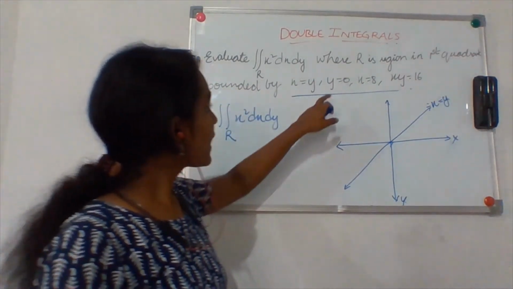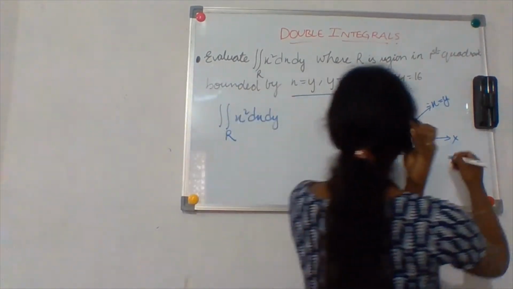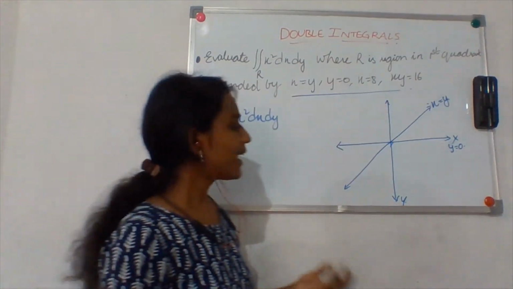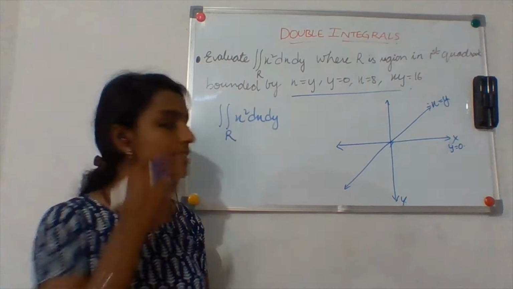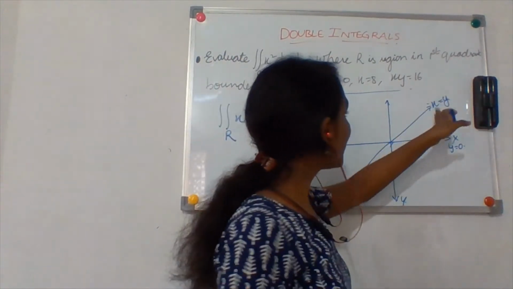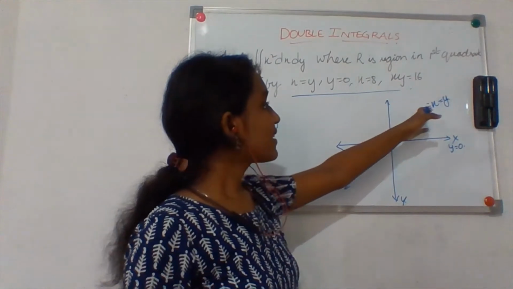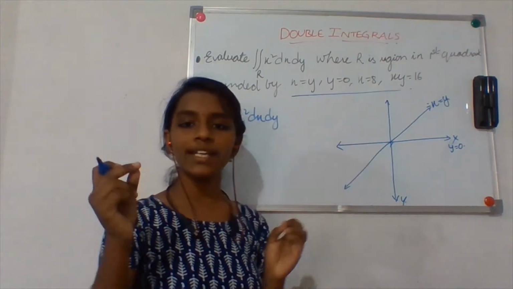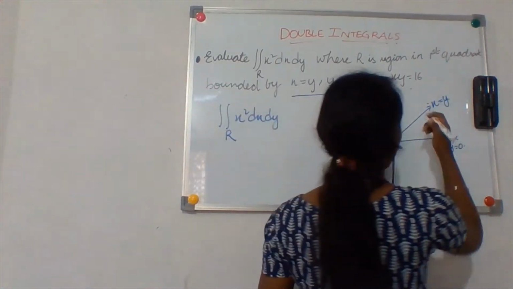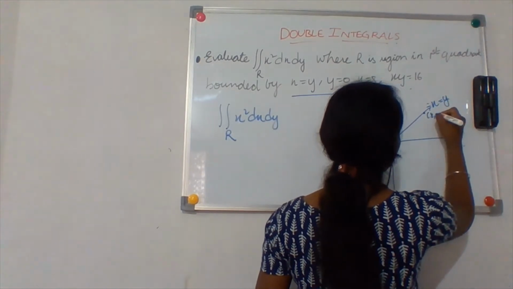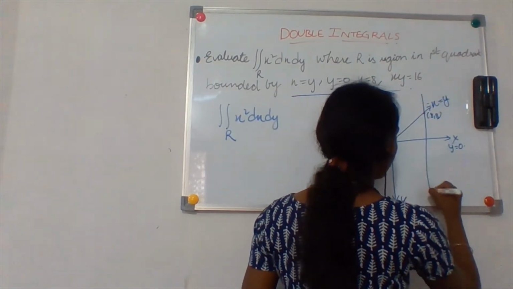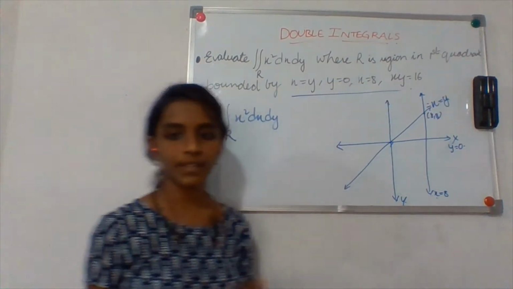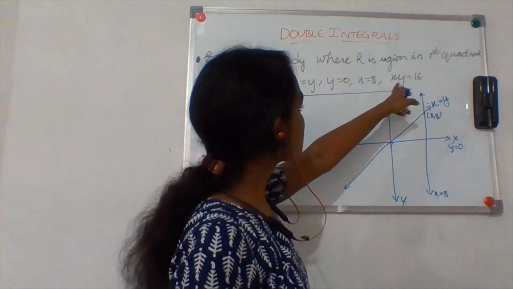Okay, and now the next one is y is equal to 0. That is the x-axis. And the next one is x is equal to 8, which is parallel to the y-axis. So we have to see where it meets x is equal to y. Because this curve is x is equal to y, that definitely meets at the point 8 comma 8, right? So let this point be 8 comma 8, and then this line will be x is equal to 8. Okay, that is it. And the next curve is xy equals 16.